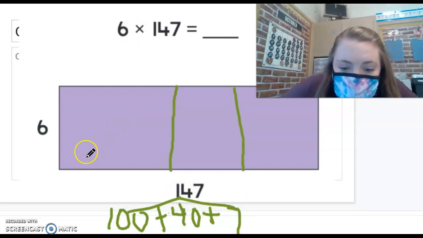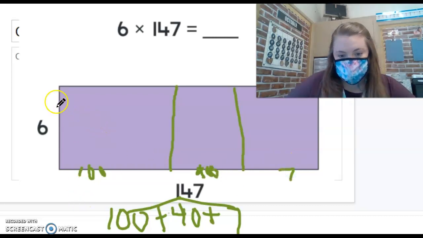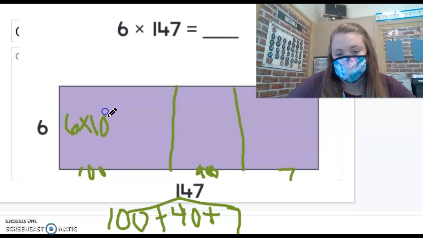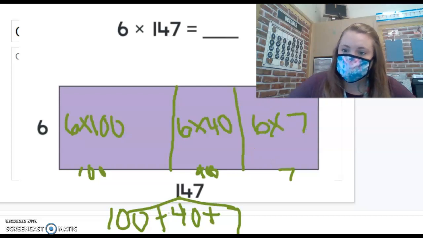So now I'm going to stick those down here. 100, 40, and 7. So right here I'm going to do 6 times 100. And I'm going to do 6 times 40. Finally, I'm going to do 6 times 7. So let's go ahead and solve each of these problems.